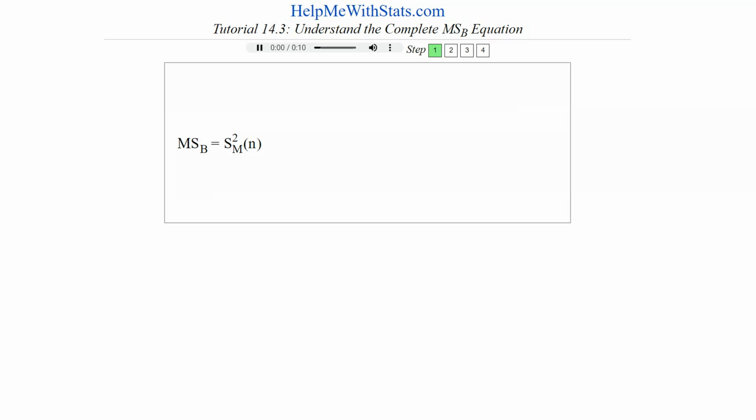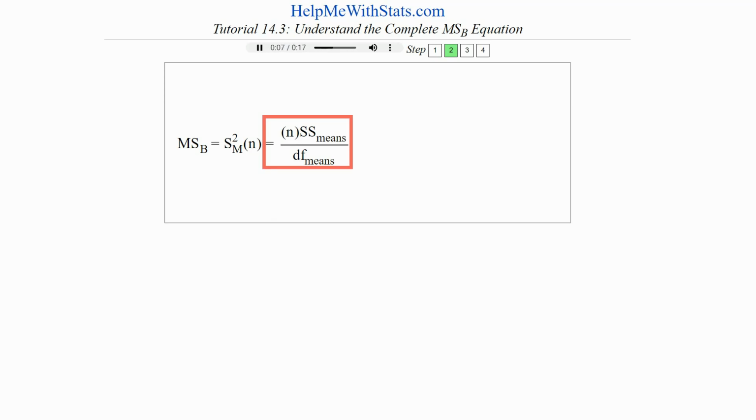Here's the equation for the mean squares between. The mean squares between is the variance of the means multiplied by the number of scores in each group, n. Let's put the sample size first, and then substitute the equation that calculates the variance of the means.